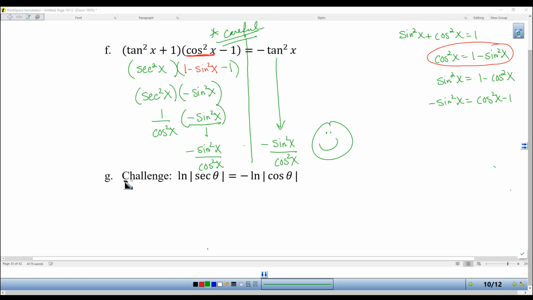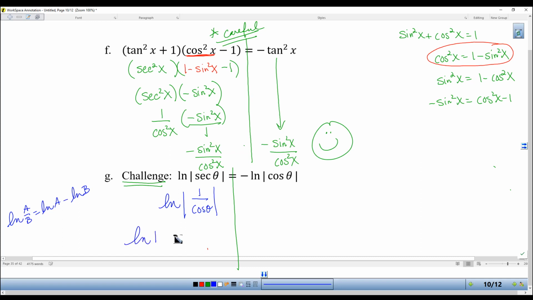So this challenge problem is because we've introduced the natural log. So watch what's going to happen on this one. I'm going to change secant to 1 over cosine of theta. And then you may remember that the natural log of a over b is the same as the natural log of a minus the natural log of b. So I'm going to use that rule.